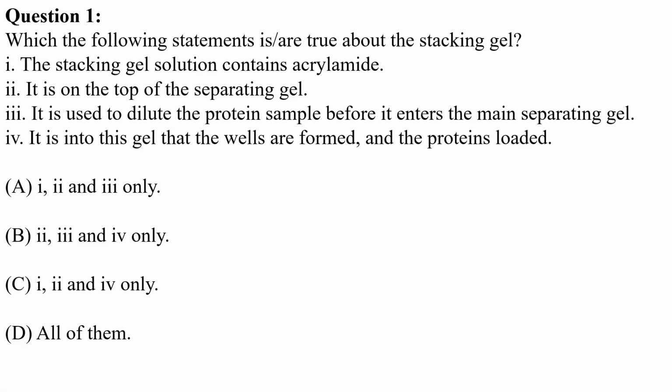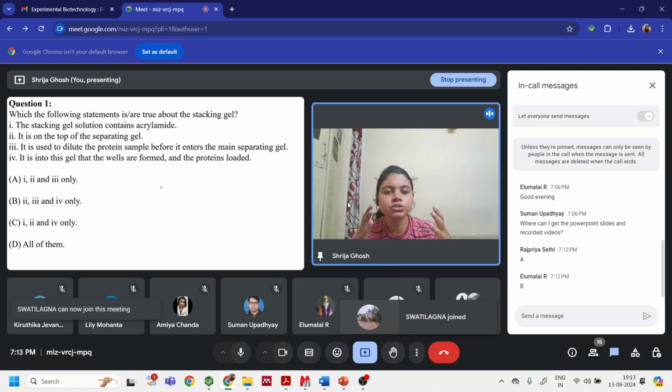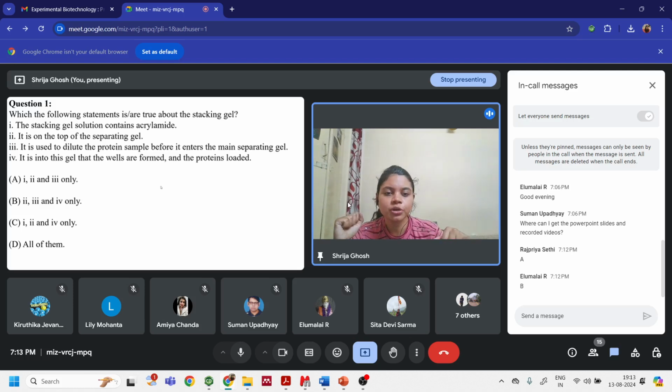So the first statement says the stacking gel solution contains acrylamide. Is that true or false? The first statement is true, right? Because all the gels that we are polymerizing contain acrylamide. The acrylamide is the main component that is getting polymerized. If you remember from the last lecture, we have studied how the gel was polymerized. So the gel was polymerizing using acrylamide and bisacrylamide, and the initiator of polymerization was ammonium persulfate, and TEMED was added as the catalyst, right?